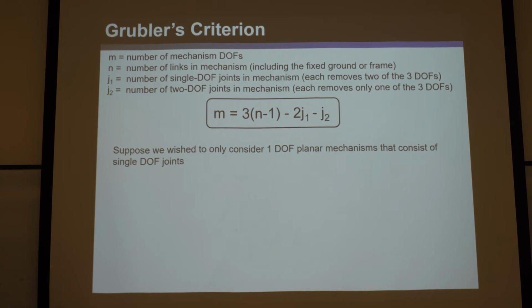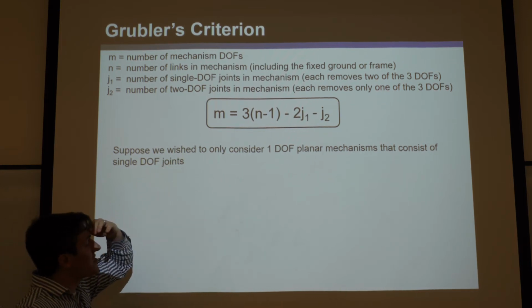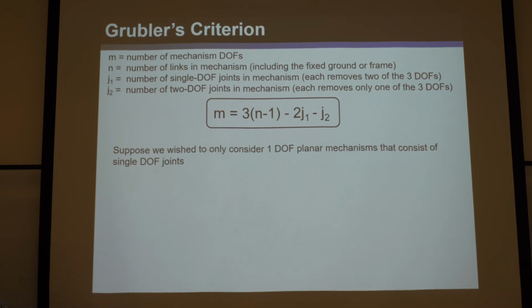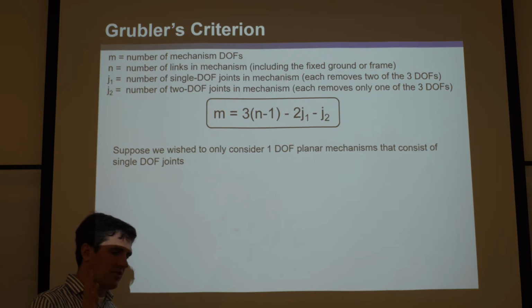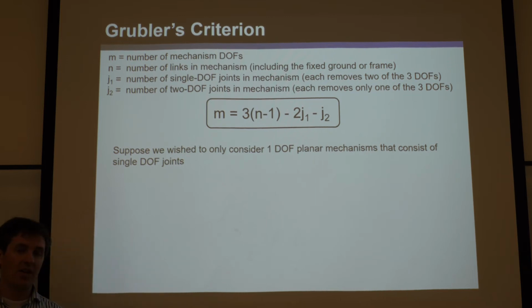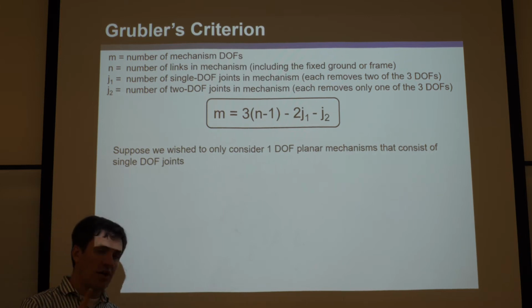Okay, so Grubler's criteria. Grubler had also a very famous equation, but his is kind of more specific. It's basically doing the same thing as Kutzbach. This is Kutzbach up here that you should memorize, right? Grubler's like, okay, let's come up with an equation for just 1 degree of freedom planar mechanisms that consist of single degree of freedom joints. So he's like, look, most useful mechanisms just link one motor or one actuator to some useful output, some work thing. So we're really only interested in planar mechanisms with 1 degree of freedom.